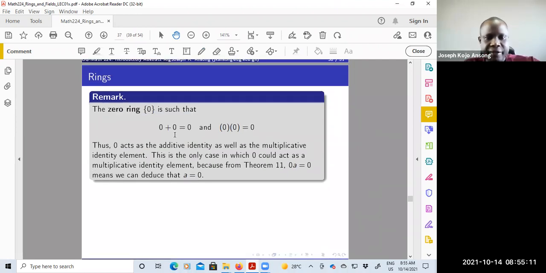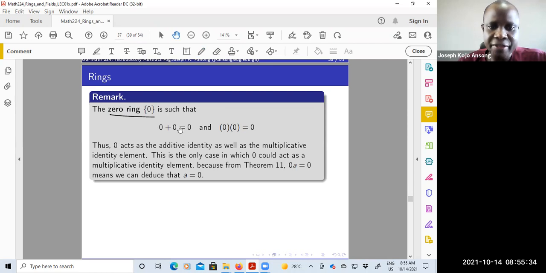A few more things. Here we'll look at the zero ring, basically leading us to something. We've come across the zero ring already. We said it's a trivial ring. And I said that it is your duty to go through all the axioms to satisfy yourself that the zero ring is actually a ring, that it satisfies all the axioms.